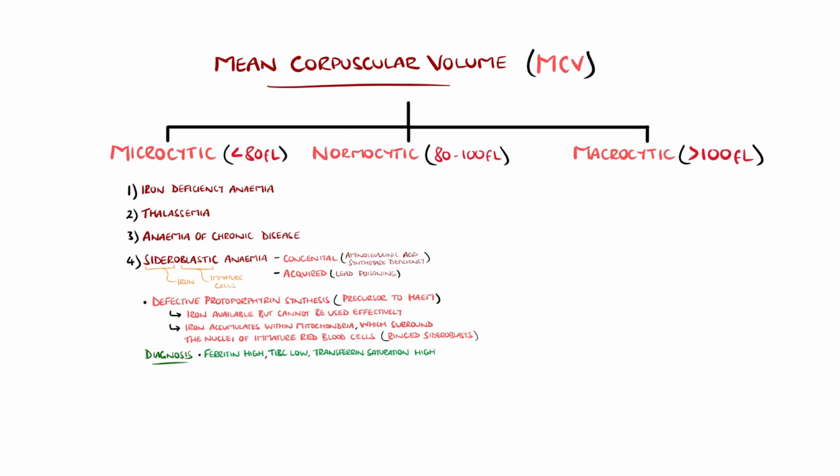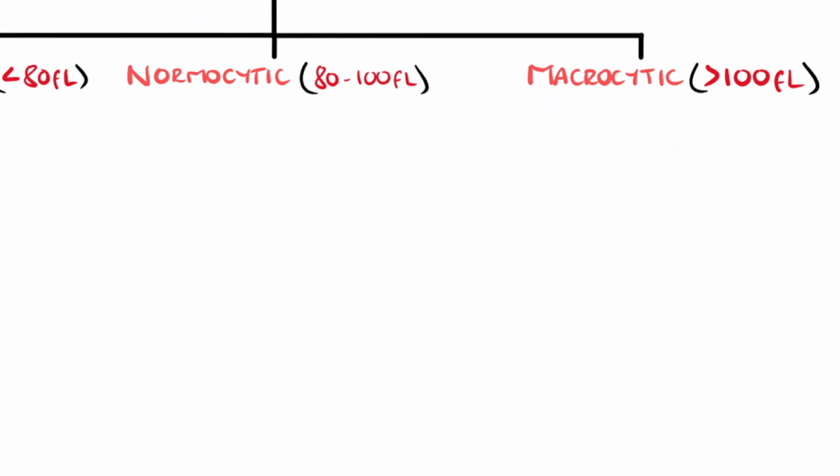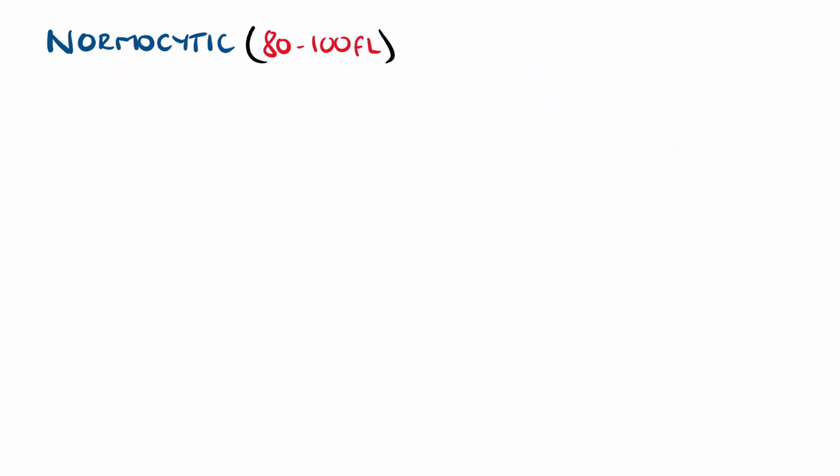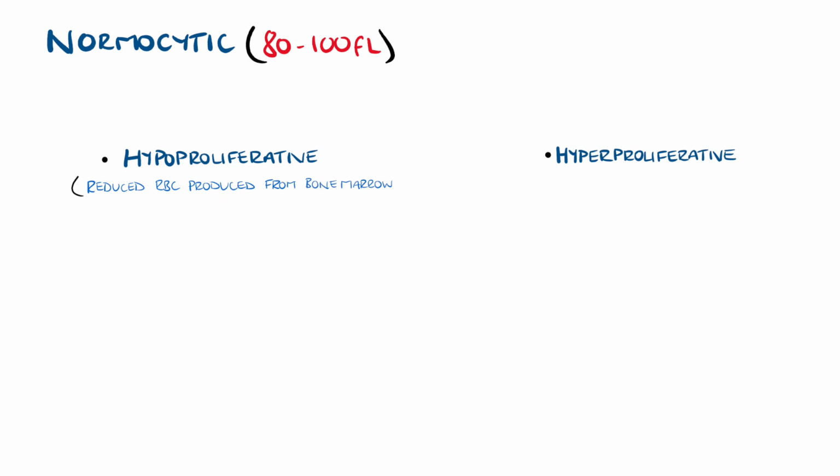Next we have normocytic anemia, which as we said has an MCV of 80 to 100 femtoliters. We can broadly divide it into hypoproliferative, meaning a decreased production of red blood cells from bone marrow, or hyperproliferative, meaning an increased number of red blood cells are being produced in response to their destruction or bleeding. And this can be determined by looking at reticulocytes.